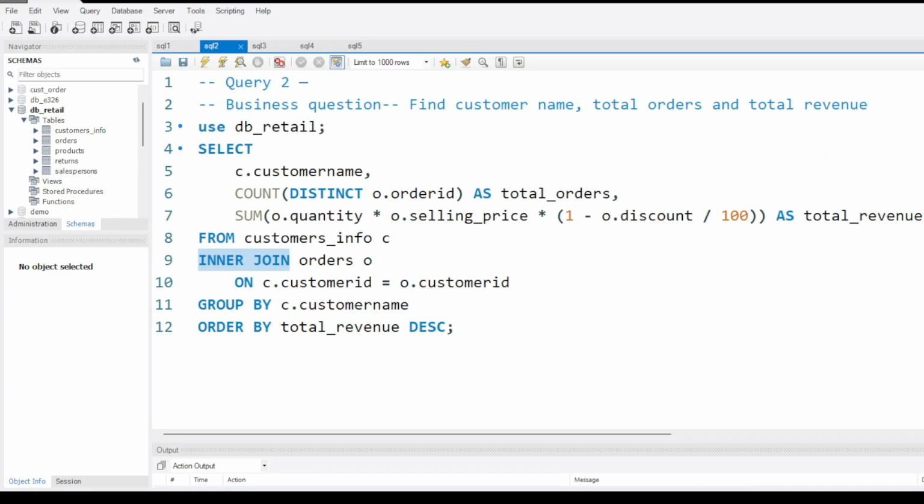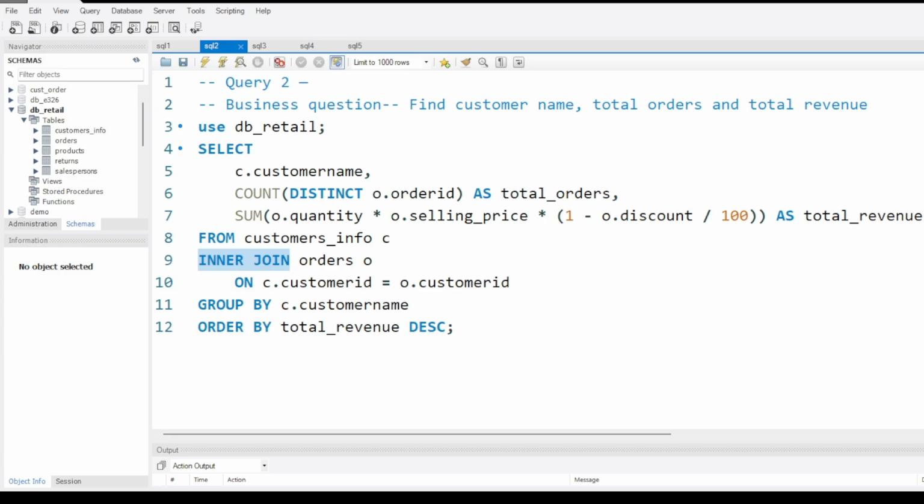Second business question. Find customer name, total orders, and total revenue. Now let's make the question more realistic. Instead of only seeing customer IDs, management wants to see the customer name, number of orders, and total revenue, which we have calculated in the first SQL query.